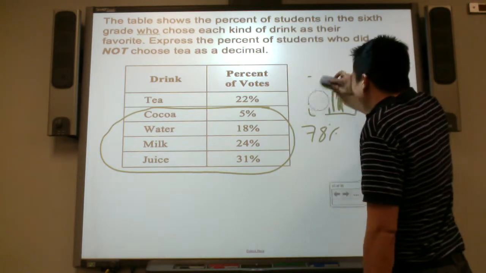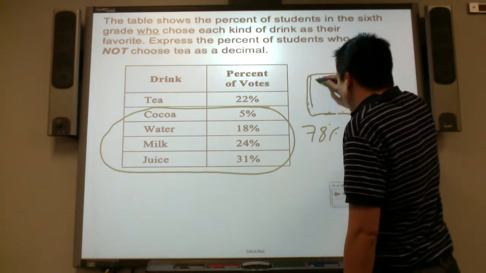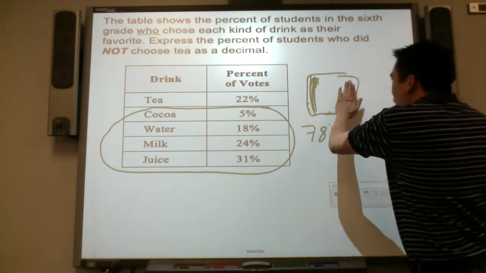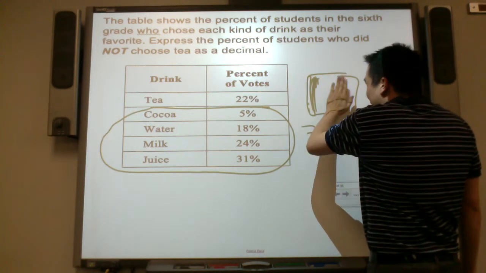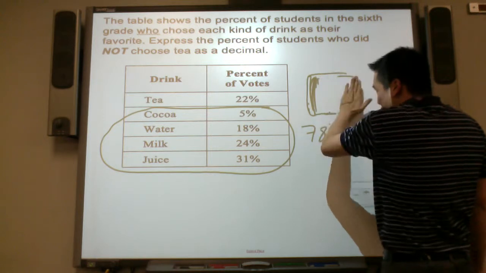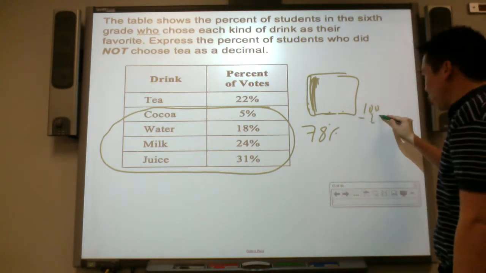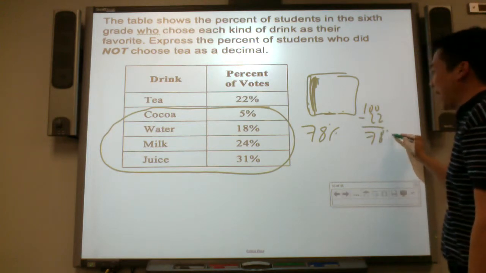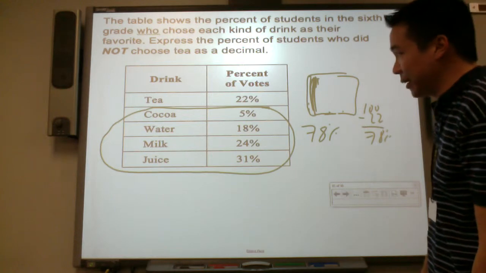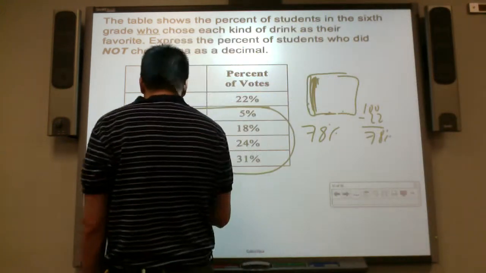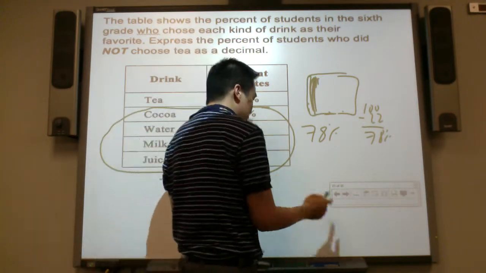Let's do it again. So if you had a 10 by 10 grid and you shaded 22%, all of this is not shaded. So 22% is for tea. What percent is not for tea? Again, it's per 100. So 100 minus 22 will give you 78%. So 78% do not like tea. How do you write this as a decimal? 78 per 100, or 0.78, 78 hundredths.